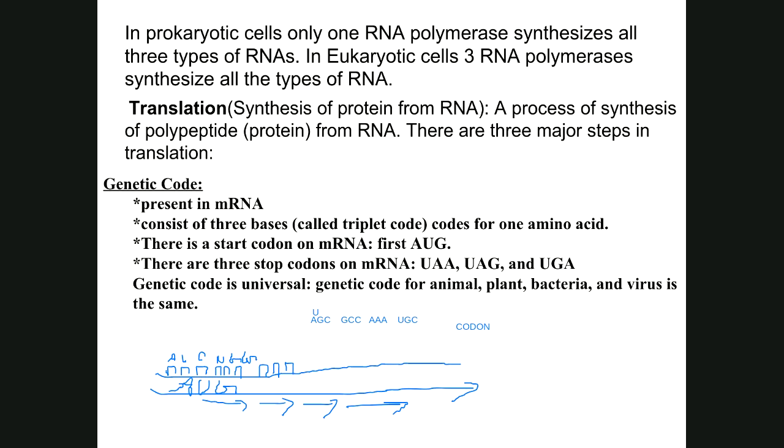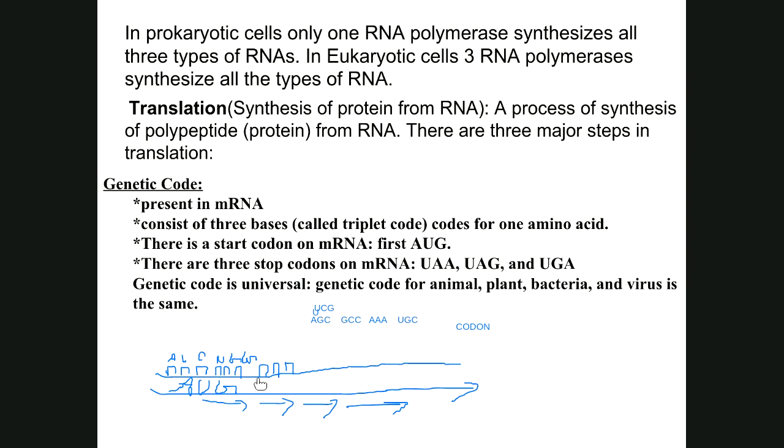So this A is complementary with U, G needs its complementary C, and C needs the complementary G. Now who brings these complementary codons? This is called the anticodon. Anti means opposite of the codon. Now, who brings this anticodon?